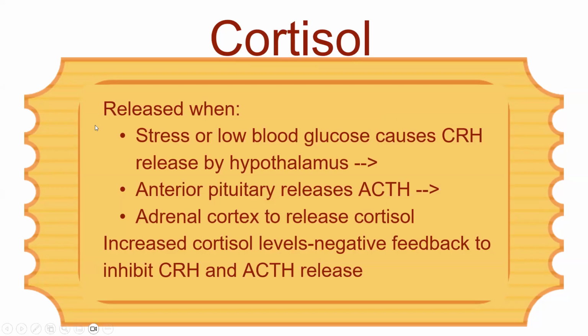So we release cortisol in response to stress as well as low blood glucose, and that's going to result in corticotropin releasing hormone being released by the hypothalamus. Our anterior pituitary then releases adrenocorticotropic hormone, and that tells the cortex to release cortisol. Again, a negative feedback loop here. So the increased cortisol levels then tell the hypothalamus to stop releasing that CRH, which results in we stop releasing ACTH and no more cortisol.